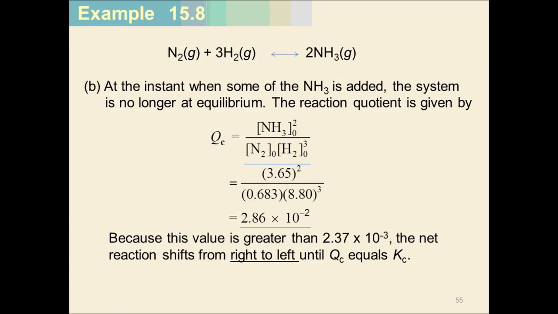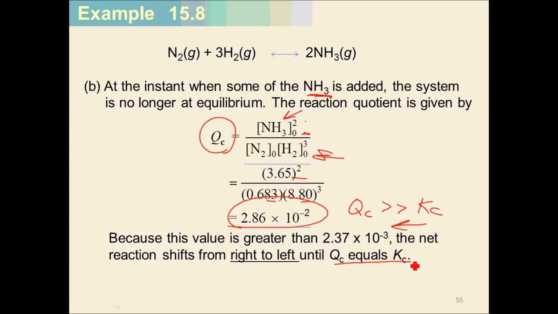On slide 55 for part B, at the instant when some of the ammonia is added, the system is no longer at equilibrium. So how do we calculate a Qc? Remember, it's the concentration of the products raised to the power of their coefficients, and the 0 means initial, divided by the concentration of the reactants raised to the power of their coefficients. Substituting in our initial values, we get our Qc to be 2.86 times 10 to the minus second. Then Qc is greater than Kc, and so the reaction will shift from the right to the left until we get Qc to equal our equilibrium constant.